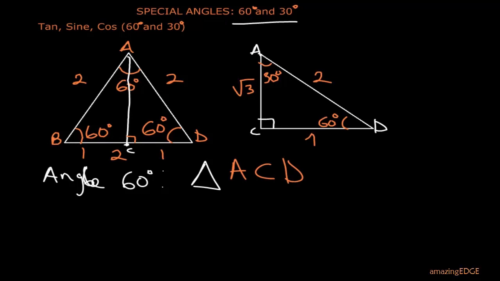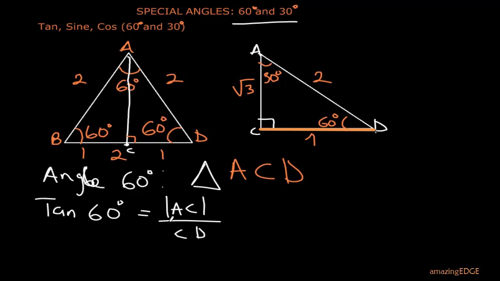Okay. Now we start. So we look at tan 60 degrees. We remember that the tangent is the opposite over the adjacent. So we look at the side that is opposite to this angle 60 degrees. That will be line AC. Then the adjacent is line CD.